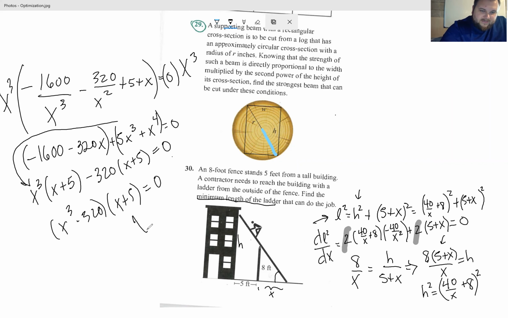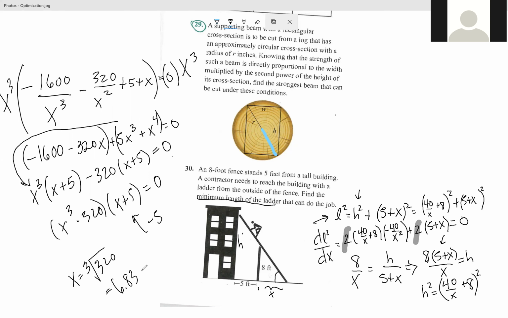Obviously, x plus 5 does not work because that's going to give us negative 5, and we can't have a negative length. So what is the cube root of 320 is the question. It's 6.839903. That's good enough. So not a pretty number, but that would be x.